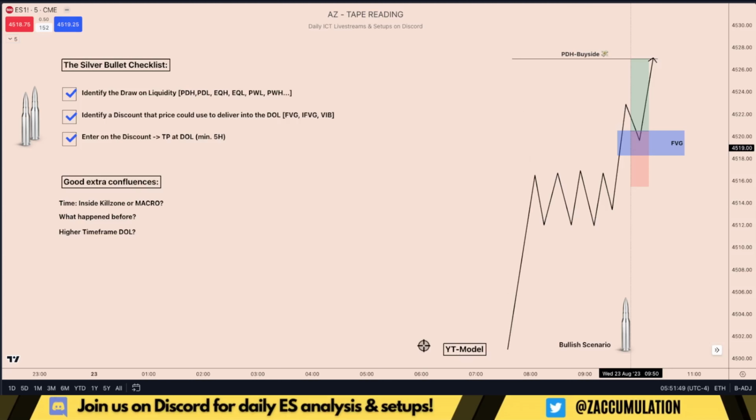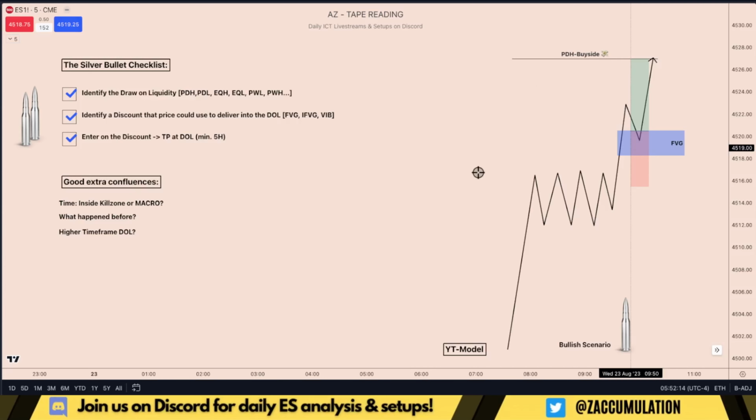We could, for example, have a YouTube model right here where we already took out a higher time frame point of interest. We shift market structure, we get our reversal setup at the bottom, and we continue with the trend. Then we halt for a second and start to consolidate, and we get our confirmation that we are very likely going to continue to that buy side pool.